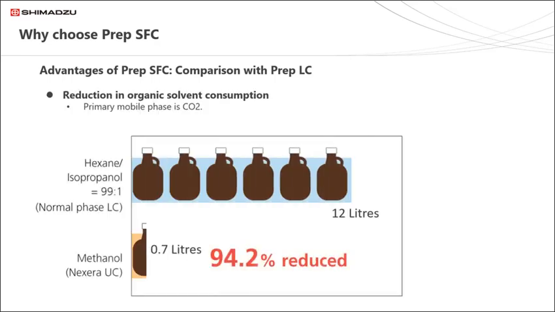Reduction in organic solvent consumption. The primary mobile phase is CO2, so less organics are used in comparison to normal and even reversed phase.